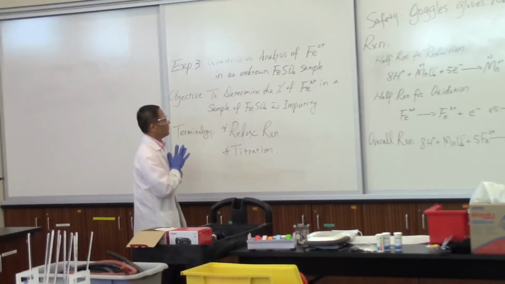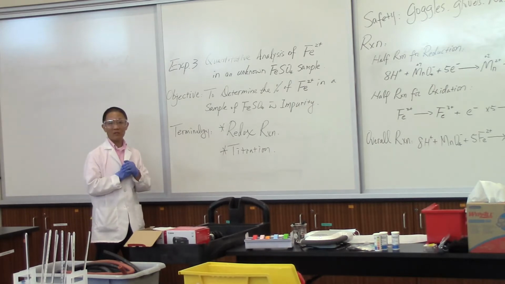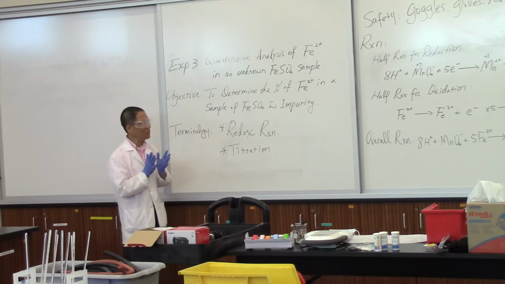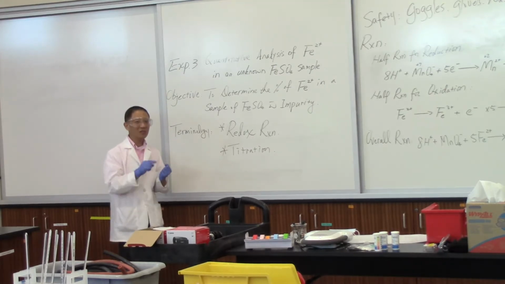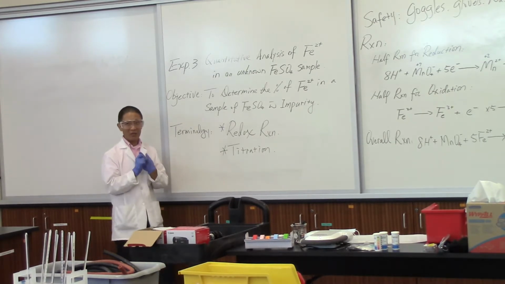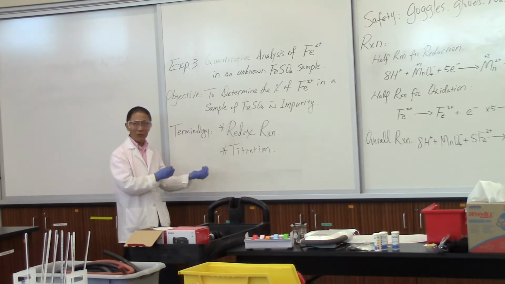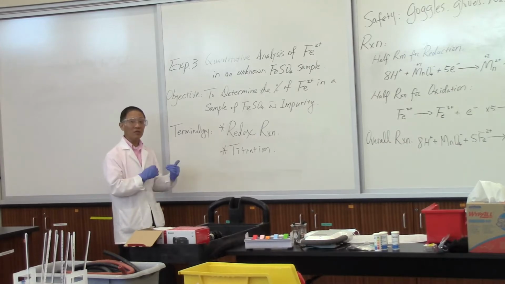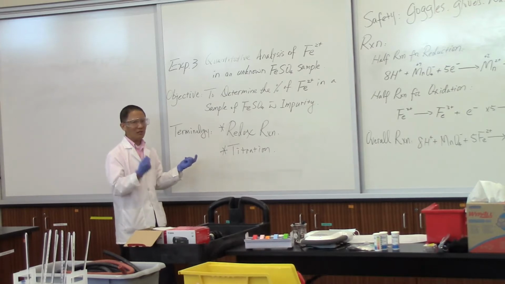Now this particular experiment requires a chemical reaction that we call redox reaction. We talked about redox reaction in Chem 101. When you finish Chem 101, you remember redox reaction, oil rig: oxidation is the loss of electron, and reduction is the gain of electron. So in terms of terminology, we want to review the redox reaction, and then we're going to use the process of titration to determine how much iron is present in a given sample.